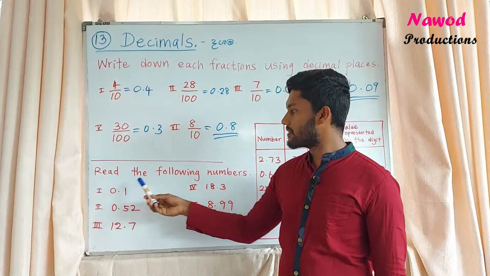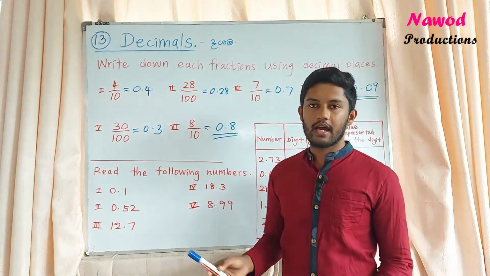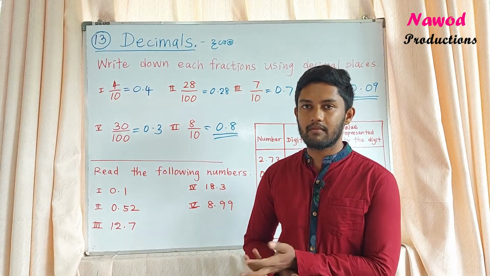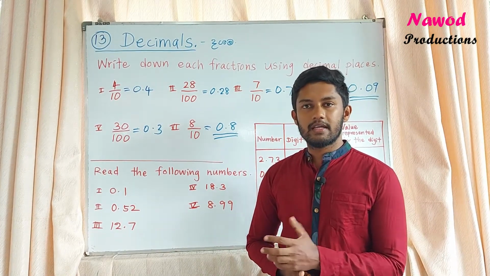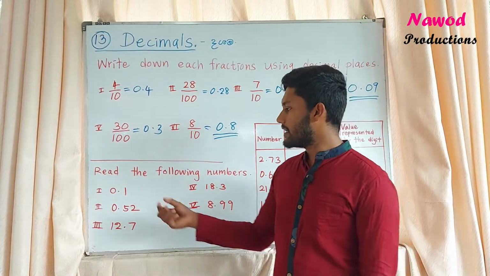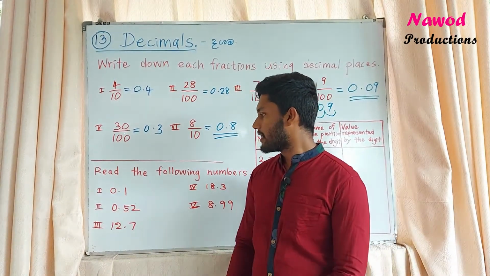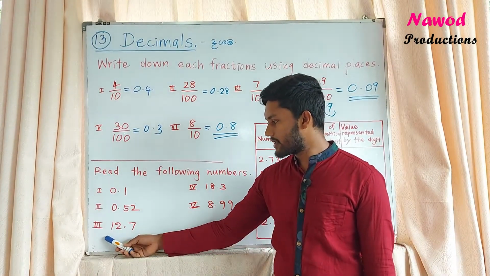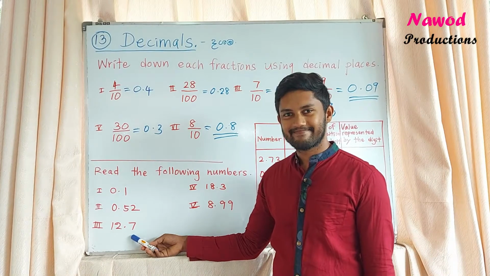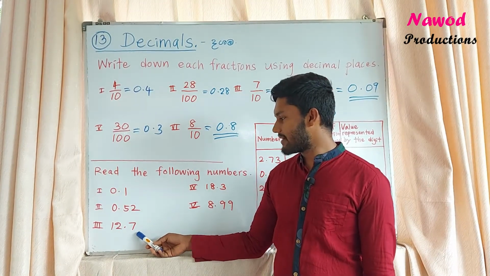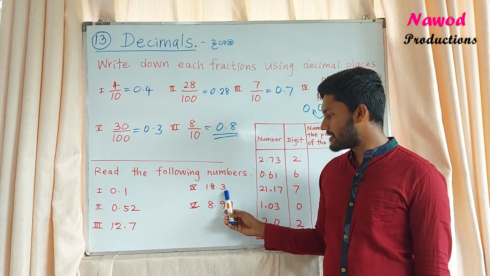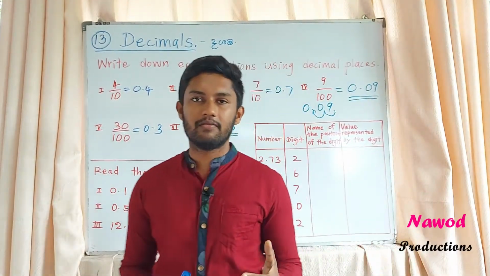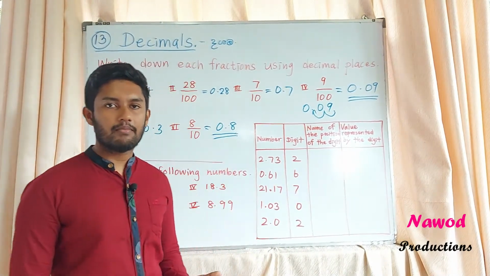Then of course you want to read the following numbers. There are some decimal numbers. You have to have the ability of reading each and every number very easily. Then here 0.1, second one 0.52. Then how can you read this one? 12.7, 18.3, 8.99. Likewise, you must have the ability of reading the decimal numbers.